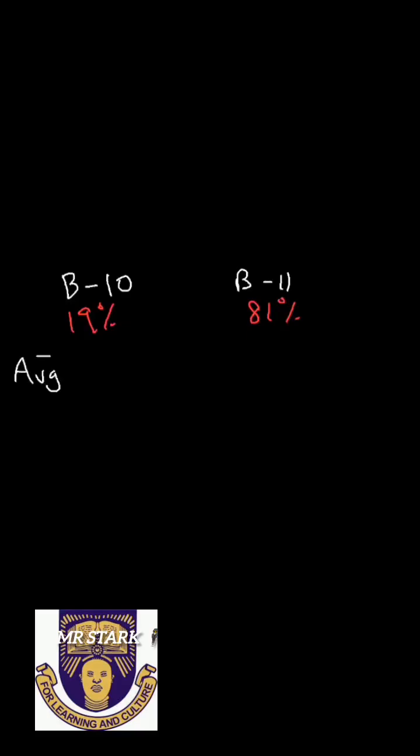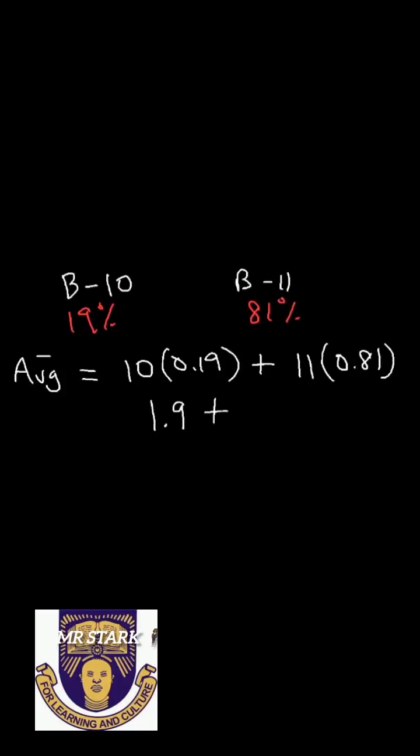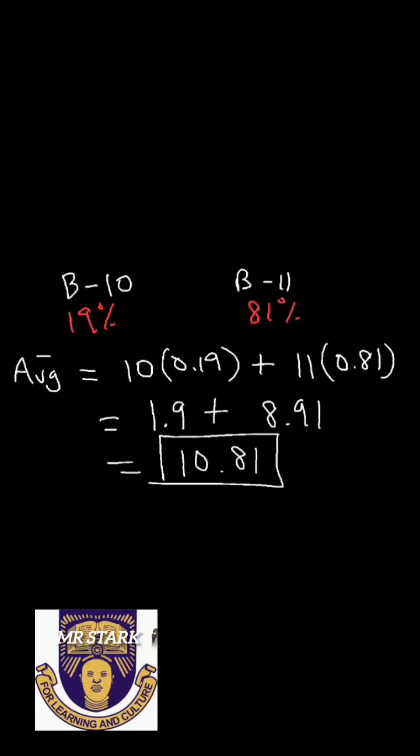So the average is going to be the mass of the B10 isotope, which is 10, multiplied by the percentage as a decimal. 19% is 0.19. And isotope B11 has a mass of 11 and a relative percent abundance of 0.81 as a decimal. So 10 times 0.19, that's about 1.9, and 11 times 0.81, that's 8.91. So if you add these two numbers, you're going to get the average atomic mass of an atom of boron, which is 10.81.